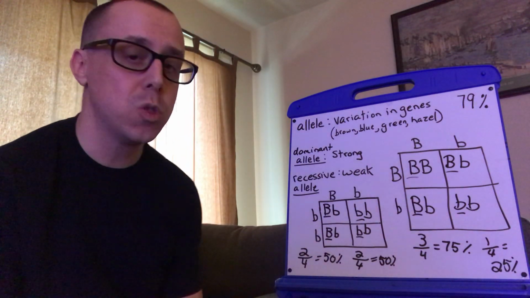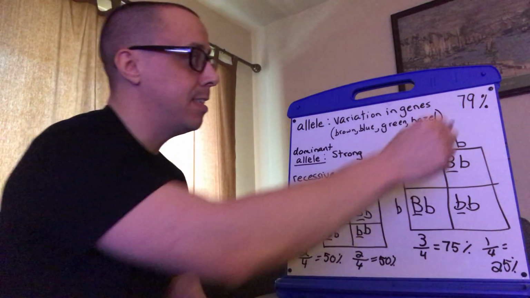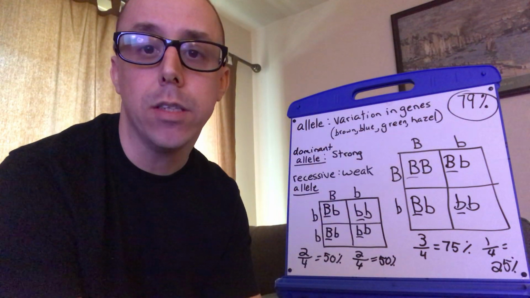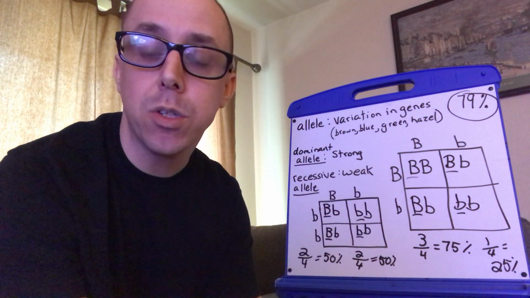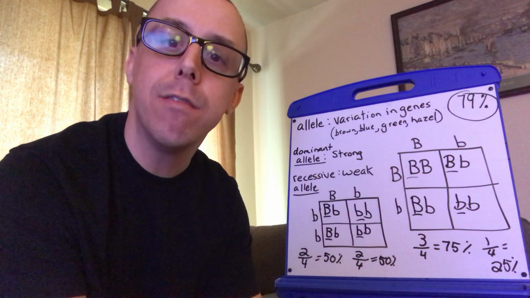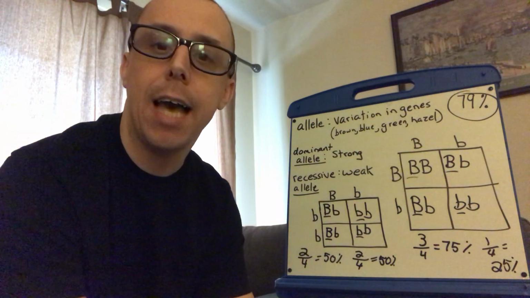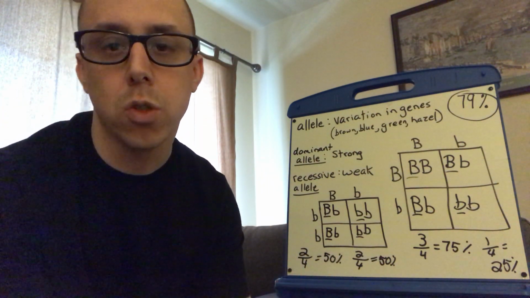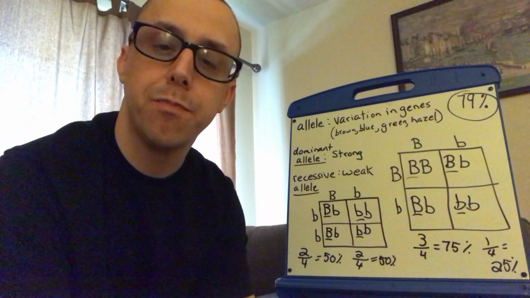So this explains why 79% of the world has brown eyes. That's near 80%, or 8 out of every 10 people, or 80 out of every 100, or 800 out of every 1,000 have brown eyes. These Punnett squares help to explain that.